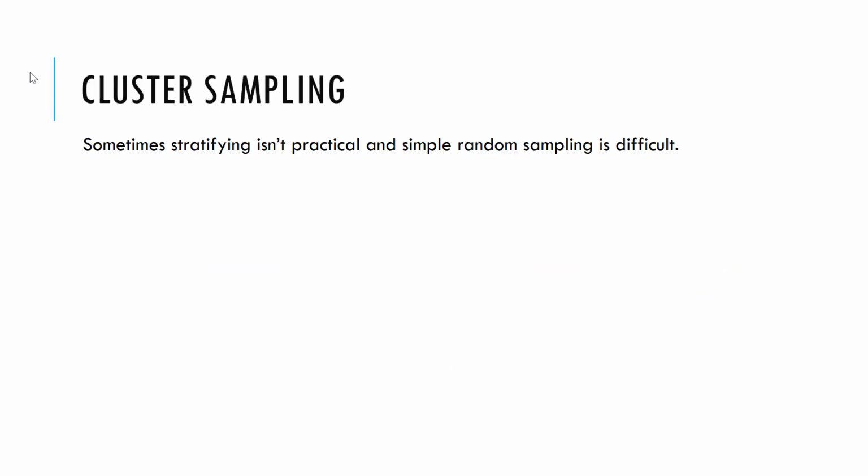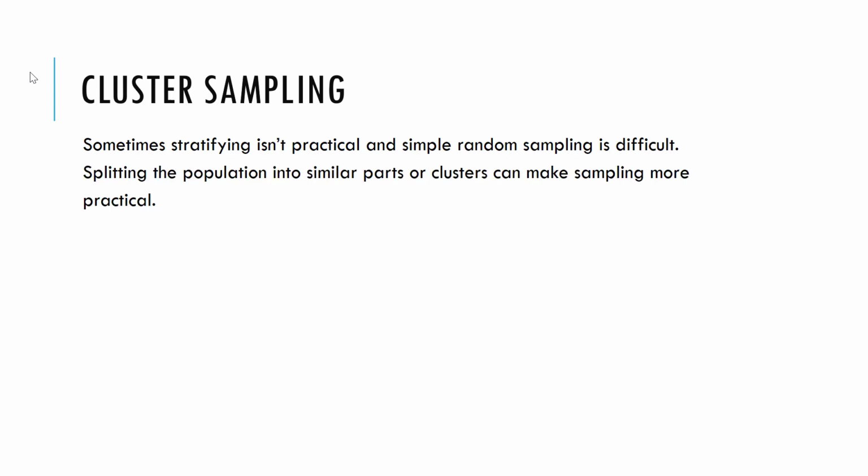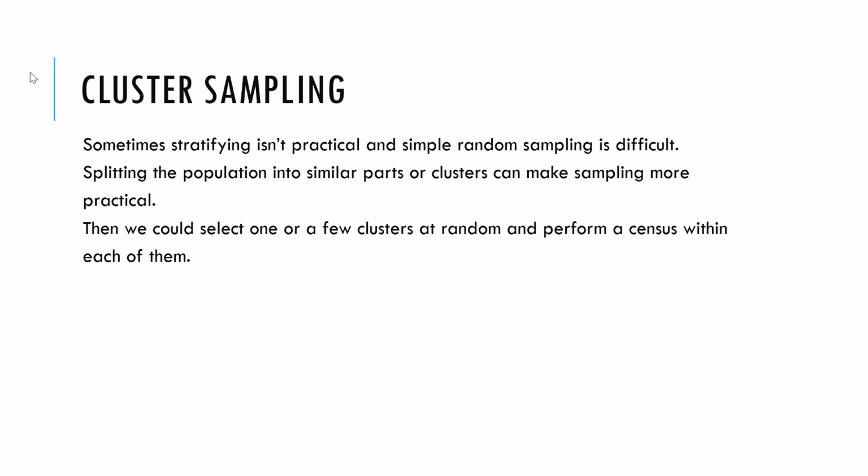Let's look at cluster sampling. Sometimes stratifying isn't practical, and simple random sampling may be difficult. Splitting the population into similar parts or clusters can make sampling more practical. Then we select one or a few clusters at random and perform a census within each of them. Remember, census means we collect data from every member of the population. So in this case, we would be collecting data from every member of the cluster. We select clusters to make sampling more practical or affordable.